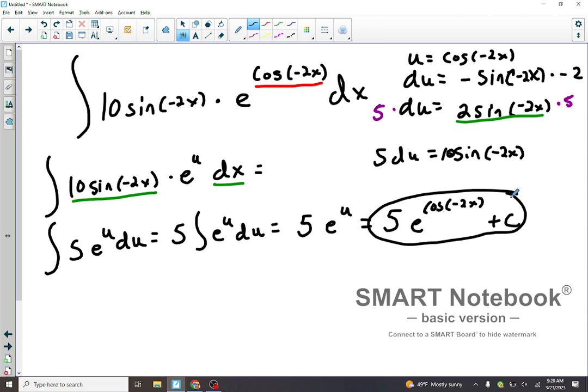So you could do it like this, where it's indefinite. You could also do it where you might have numbers in here. Let's say it was like, I don't know, 0 and, to make it easy, pi over 2. So if you had that situation where you had an actual definite integral with numbers, just make sure you either plug it back in here, 0 and pi over 2, or if you remember, we could convert them early.